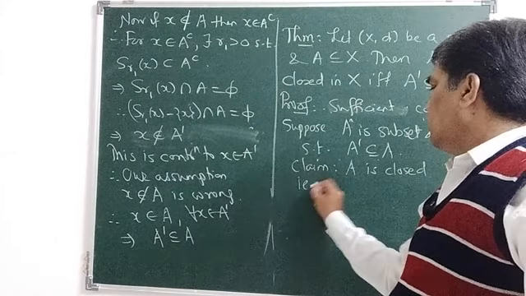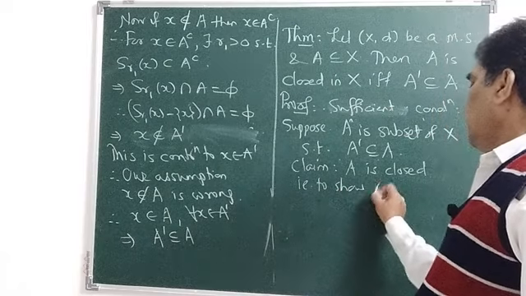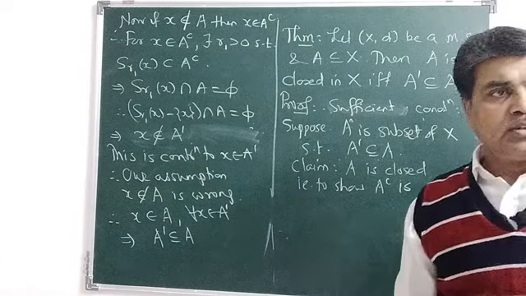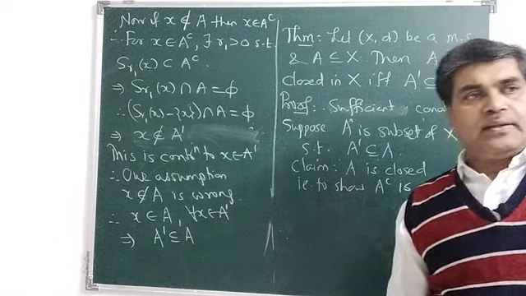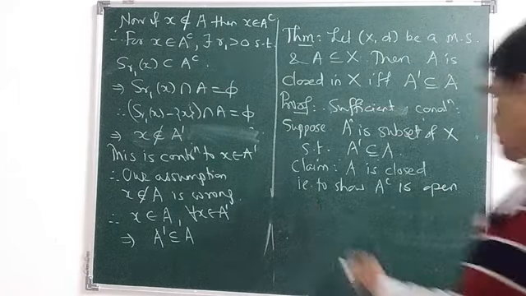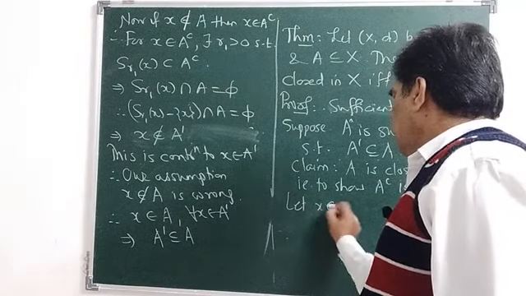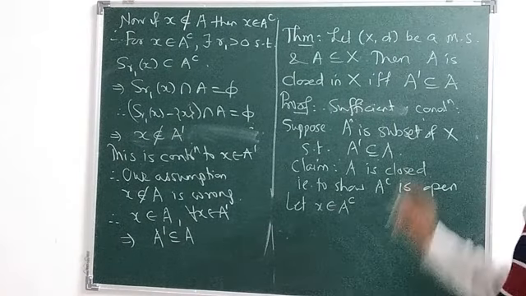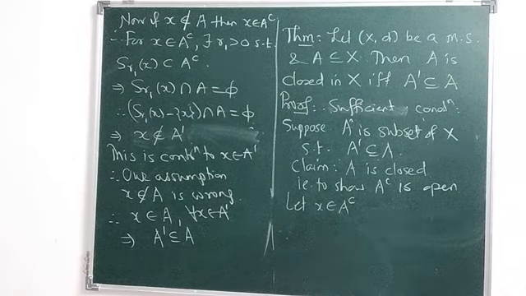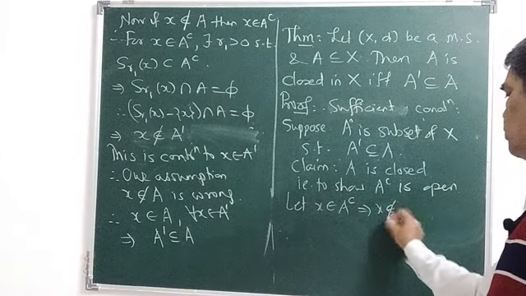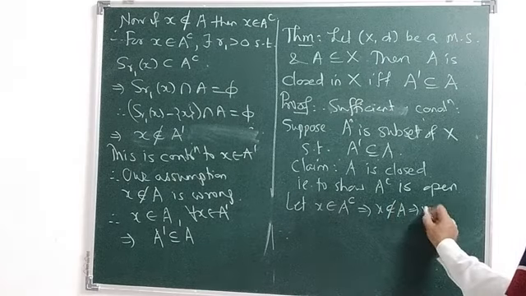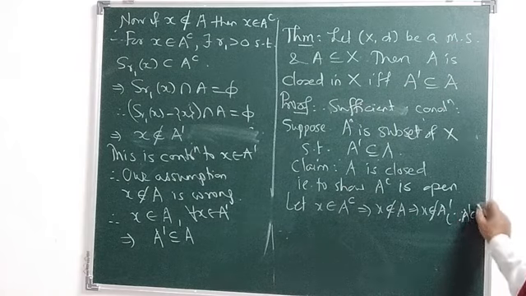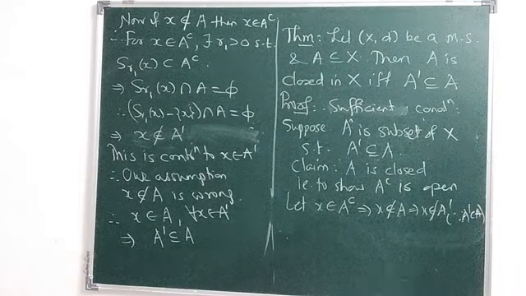That is, to show A complement is open. So we'll take some point x in A complement. Let x belong to A complement. This implies x doesn't belong to A. This implies x doesn't belong to A dash, since A dash is a subset of A. As x is not in A, therefore it is not in A dash also.